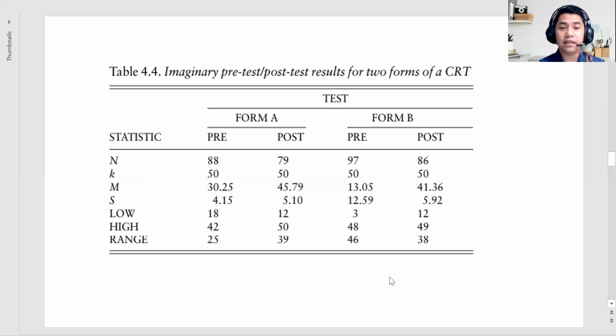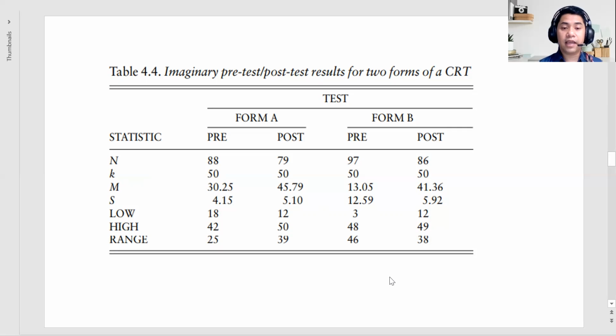As we can see, the number of students who took the pretest for form A is 88, then in the post-test only 79. For Form B, the number of students who took the pretest is 97. Then in the post-test it decreased to 86. So we can assume that maybe some of the students dropped out from the course.